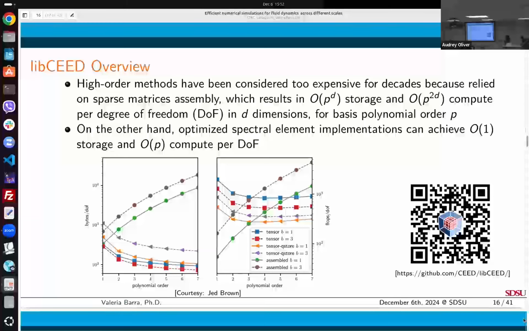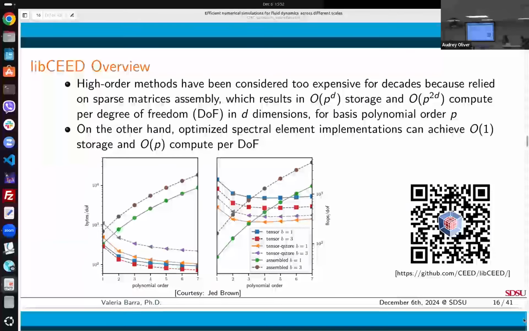For decades, high order methods have been considered too computationally expensive because they rely on sparse matrix representation. And sparse matrix assembly costs O(p^d) storage and O(p^{2d}) compute per degree of freedom, so compute per DOF in d dimensions. This, of course, is very expensive for basis polynomial order p that you can choose to be as high as you want.